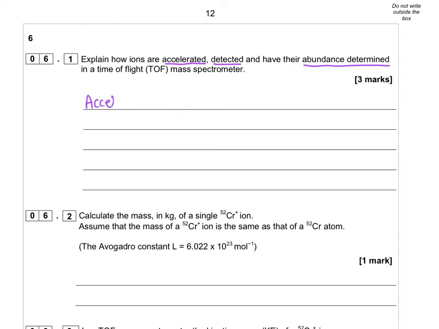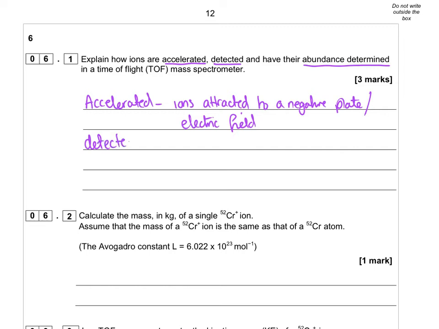So, accelerated. Now that's by the ions being attracted to a negatively charged plate, or you could say they are accelerated by an electric field. I think I'd probably go for the electric field just because it takes less effort to write. We don't need to write anything about free drift or anything like that.